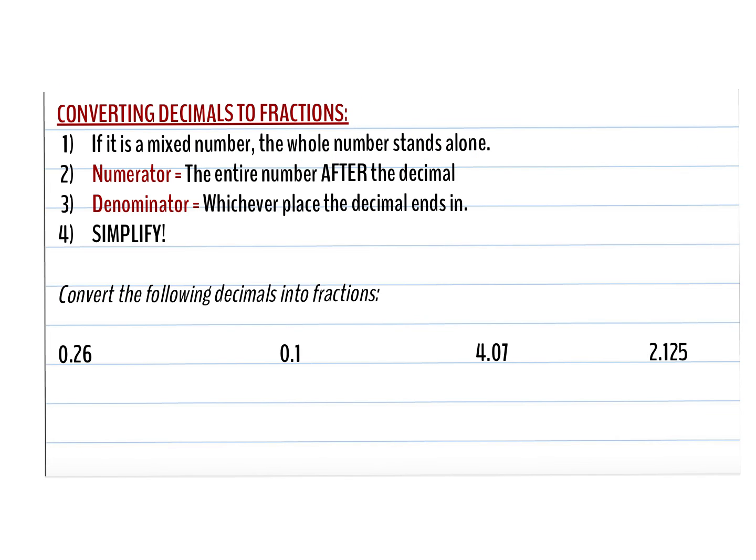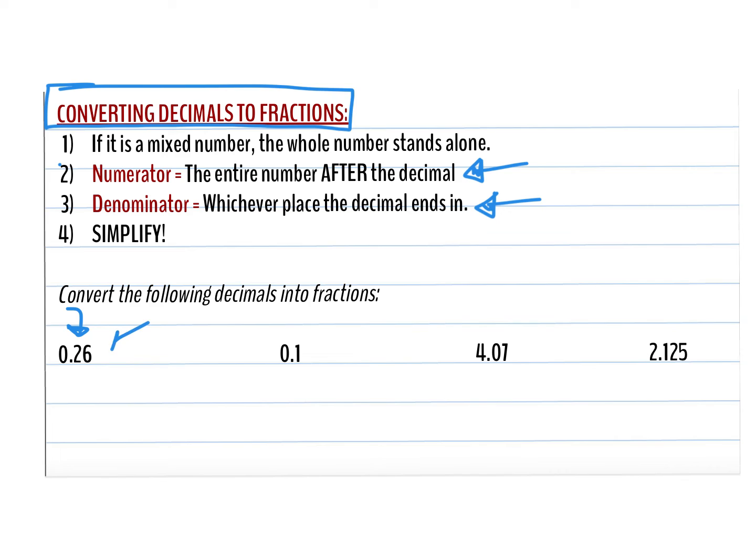So now let's talk about converting decimals to fractions, which is a bit easier. So converting decimals to fractions is going to be the next spot in your notes. And then basically what we do is we look at the decimal and we decide what place it ends in, and that's going to be the denominator. So the denominator is what place does it end in, and the numerator is whatever number is after the decimal.